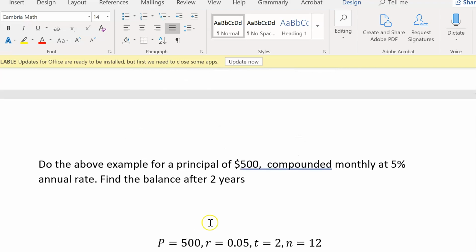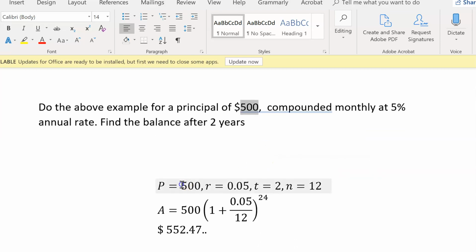Suppose the principal is 500, and suppose the interest rate is 5%, and you want to find the balance after 2 years, and suppose you are compounding monthly. So P is 500. 5% means r is 0.05. Compounding monthly means n is 12. And we want the balance after 2 years, so t is 2.